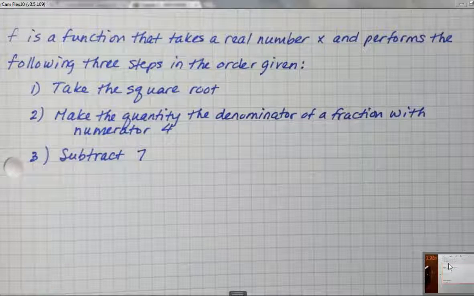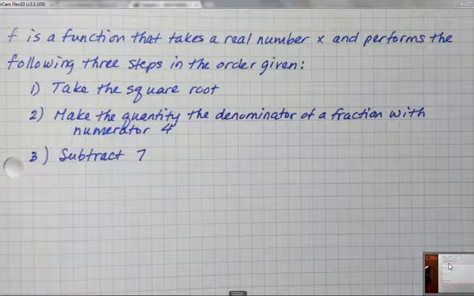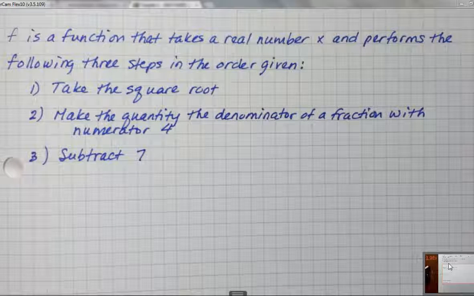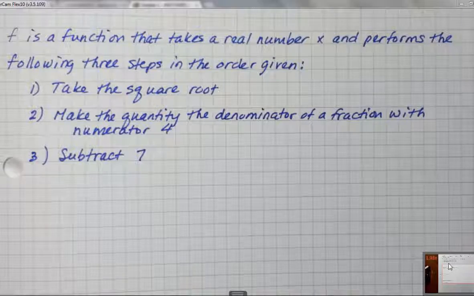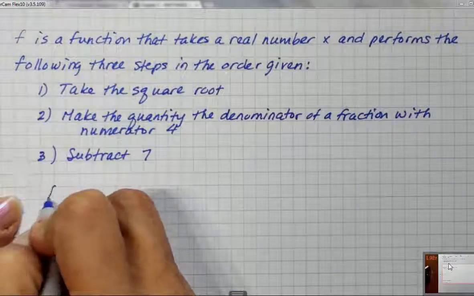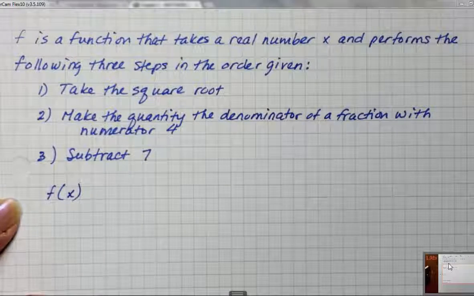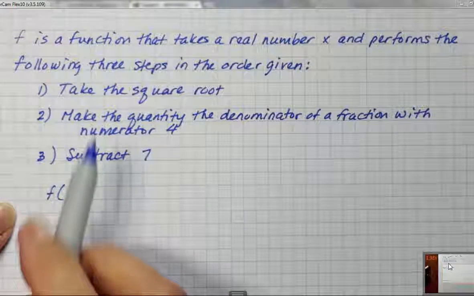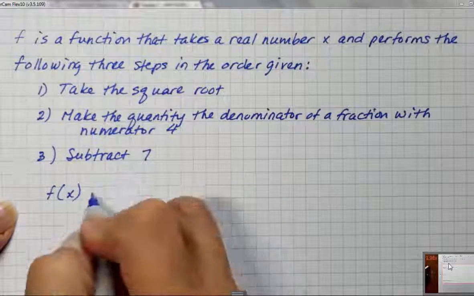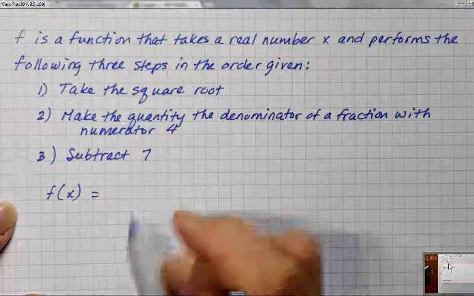So we have a problem here where we're given directions that f is a function that takes a real number x and performs the following three steps in the order given. So we're going to find our function of x, so it's going to become f of x, and the first thing we're going to do is take the square root of my x. So I'm going to take the square root of my x.